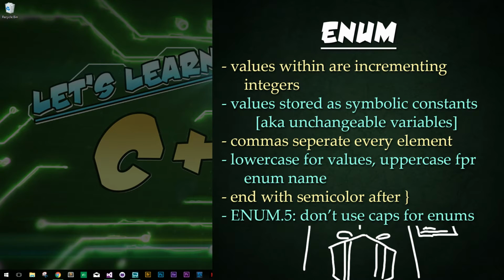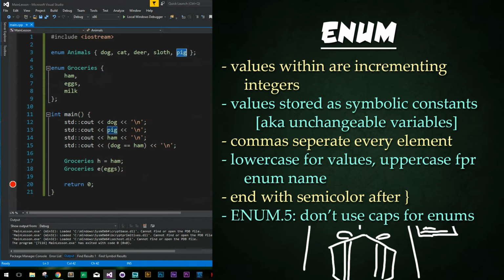Values are being stored as a symbolic constant for enums, or basically just converted to an int. The C++ Core Guidelines, Enum.5, says don't use all caps for enumerators. So all values within enums should instead be lowercase like regular variables, while enums themselves should have the first letter capitalized. So we see the first letter capitalized for the actual enum name, and then the variables within it are all going to be lowercase. Remember that all caps names are reserved just for macros.